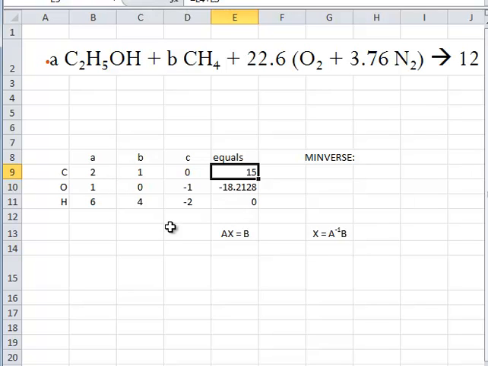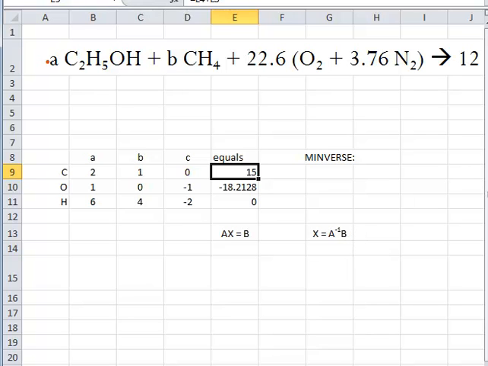Set this up as a matrix equation, so it's of the form AX equals B. What I want to do is solve for X. X is the coefficients, the values of A, B, and C. So if I were to do that, I could solve this using matrix techniques as A inverse times B.